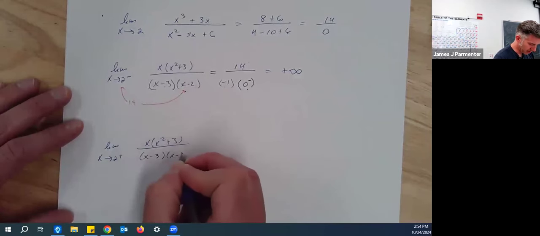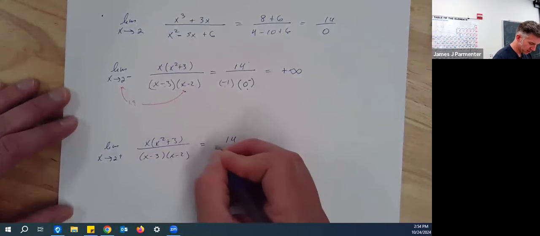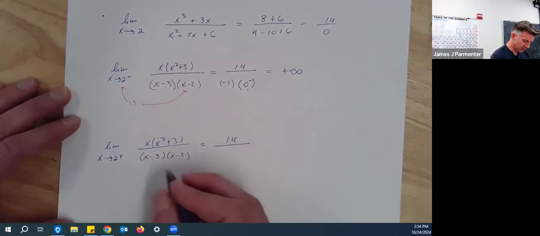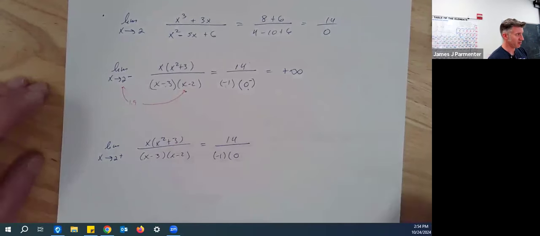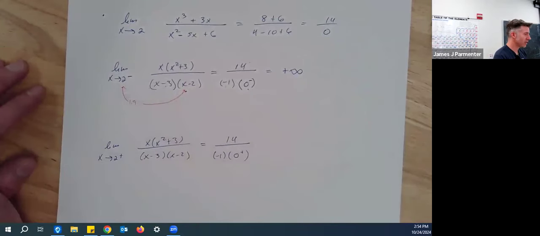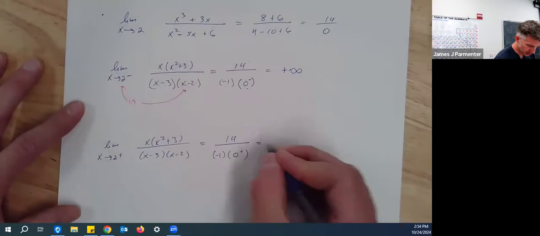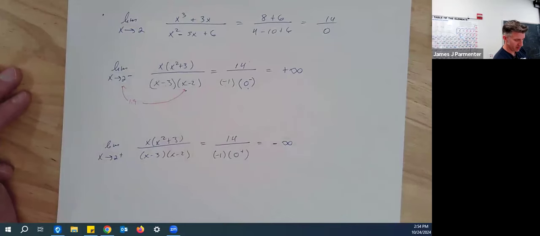But now when we plug in a number a little bit bigger than 2, the top is still 14 because we're actually plugging in 2. And the bottom is still -1 times a number that's very close to 0. But now this number that's very close to 0 is slightly positive. And now my overall fraction has a negative sign. So this is going to go to negative infinity. So the left-hand limit's positive infinity. The right-hand limit's negative infinity. And the overall limit doesn't exist because they're both going different directions.